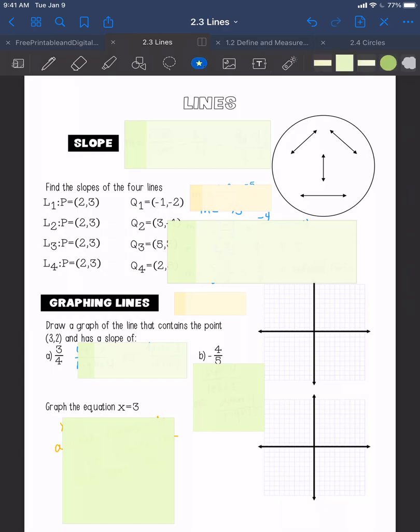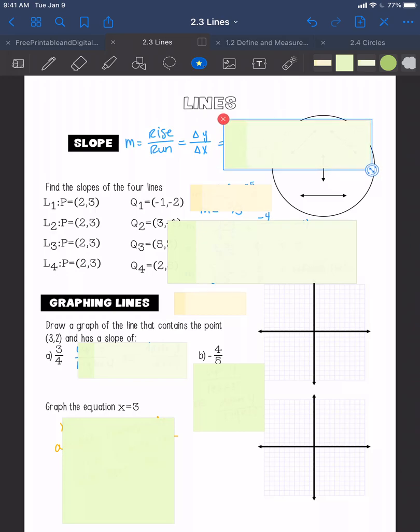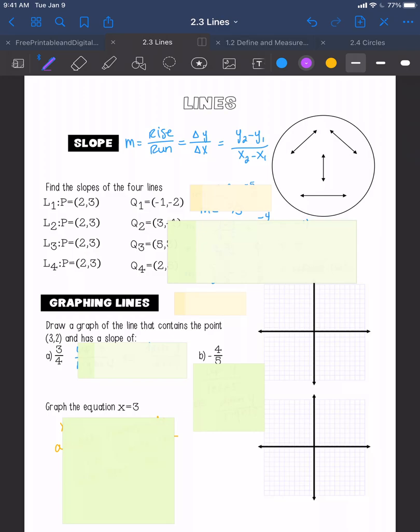Alright, so first, starting out, the slope is just the rate of change. Rise over run, as you're used to thinking about it. You're taking the change in the y's over the change in the x's. That's what that delta triangle sign means. And then our formula is y sub 2 minus y sub 1 over x sub 2 minus x sub 1. So you're finding the change in the y's over the change in the x's.